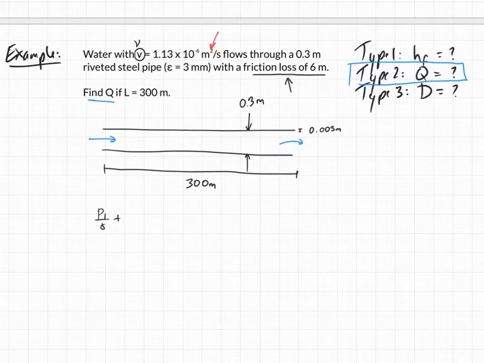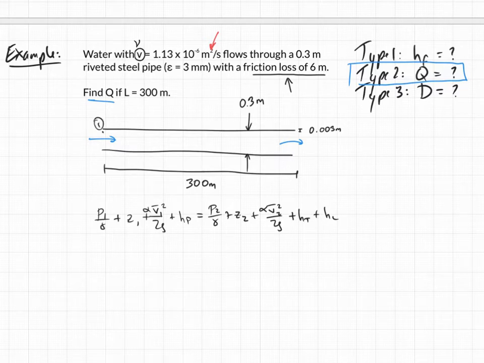So P1 on gamma plus Z1 plus V1 squared on 2G plus, there's no pump, P2 on gamma plus Z2 plus alpha V2 squared on 2G plus HT, there's no turbine, plus the head loss. Okay, so if we were to try to do it this way, we don't know the pressures. Let's suppose I make this 0.1 and I make this 0.2.